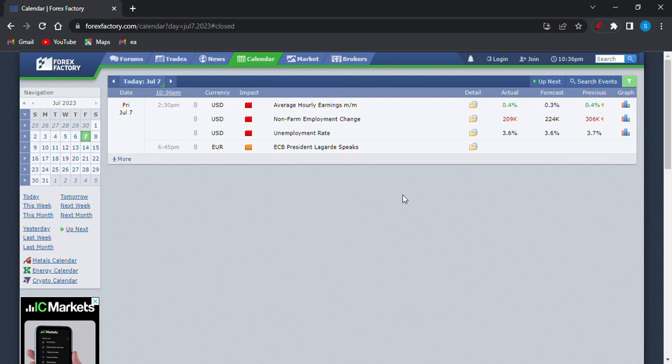Okay, so here we're going to understand these numbers and percentages. What do they mean for our reports that happened? Okay, so let's start with the average hourly earnings.